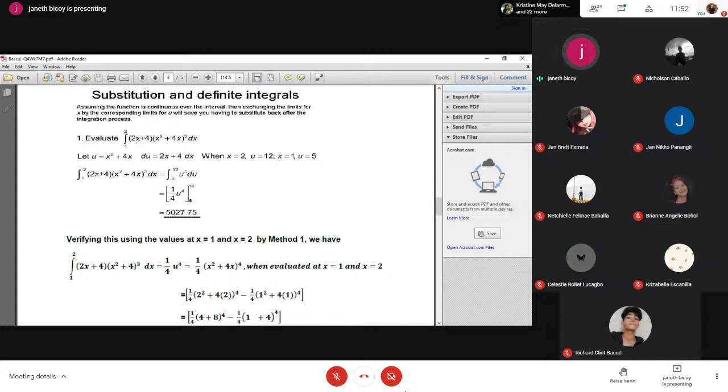Say, for example, you are asked to evaluate this one. Let u be equal to x squared plus 4x. So the du is 2x plus 4 dx.